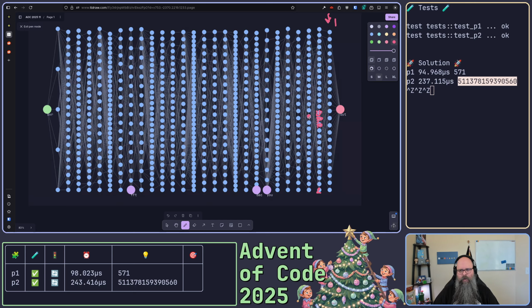So one of these is going to say there are 0 paths, right? Because you can't go from server to DAC, DAC to FFT, and FFT to out. So one of these in the middle here is going to fail, and it's going to return a 0. If this one worked and this one didn't, it's going to return 0. So all we have to do is return either this one or this one, the one that's not 0. Well, that's what I do in my code.